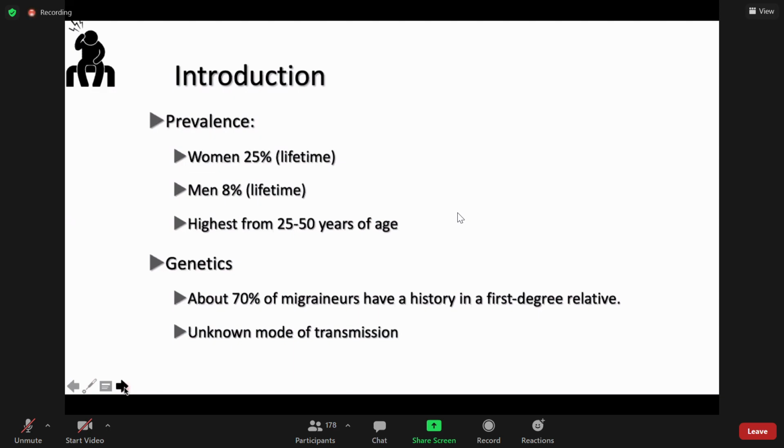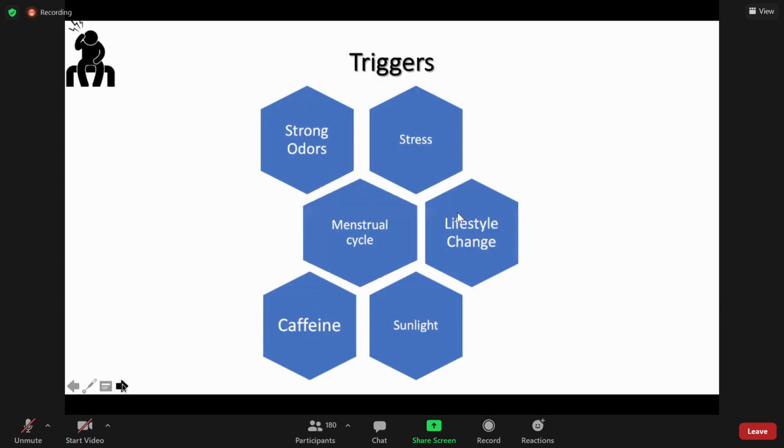It is a common disease. A lifetime prevalence for females is about 25%, while in males it is about 1/3 of that, 8%. The highest prevalence is between 25 and 50 years of age. About 70% of patients suffering from migraine have a first-degree relative who has migraine as well. And the mode of transmission is not known. It is not the standard autosomal recessive or autosomal dominant, because there is not one migraine. There are several mechanisms that lead to this final pathway, which is migraine.